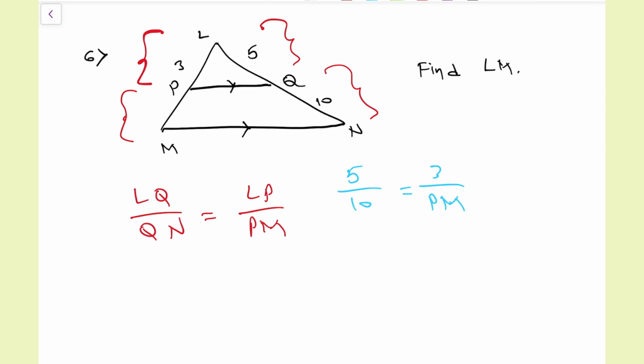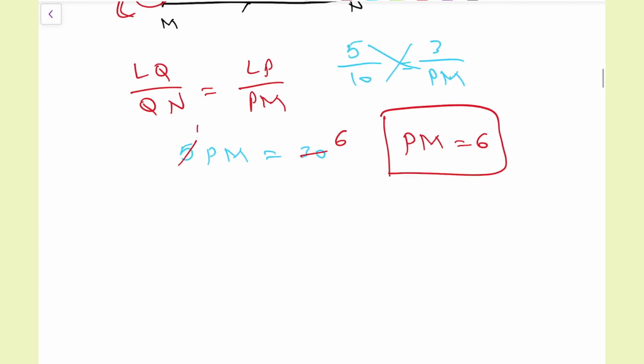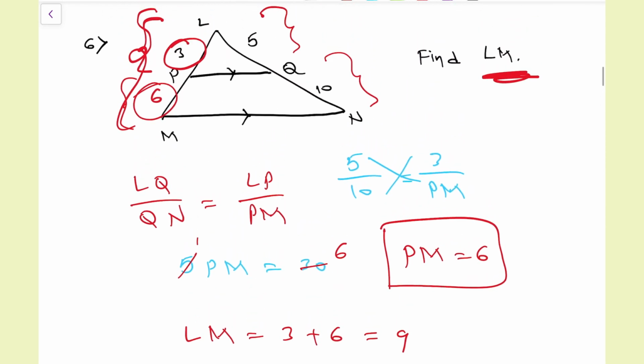If we do the cross multiplication, 5 into PM, 5 PM equals 10 into 3, 30. 5 sixes are 30. So we will get PM equals 6 units. That 6 I am writing here. Now the question is asking to find the total LM value, right? So LM means the total left side part, 3 plus 6. LM equals 3 plus 6, that is a total of 9 units.